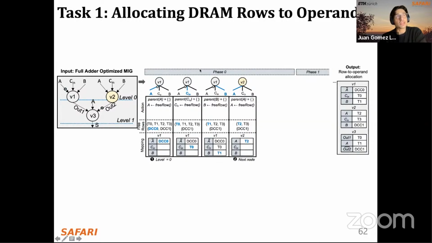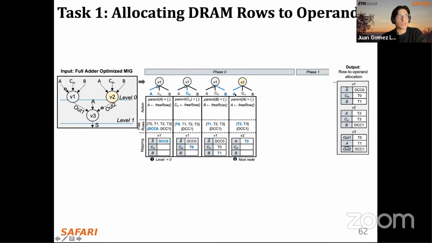And also we say that we are in phase 0 of the algorithm, because we still have some free rows that we can assign to the operands of B2. At the point where we run out of free rows, we will move to phase 1, as we will see.